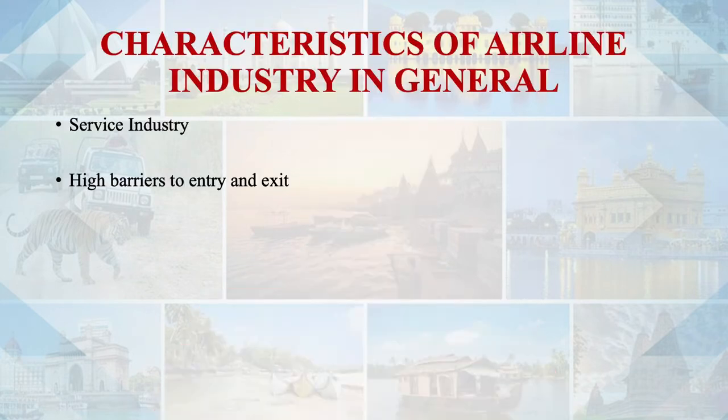Then the airline industry has a lot of high barriers. Barriers of entry are very high. Barriers of exit are also very high. A barrier of entry means if you want to start a new business, you have to pass through so many difficulties. There are a lot of hindrances to start a new business. At the same time, it is also difficult for an airline to exit the business. We know the case of Kingfisher Airline, Jet Airways and all. Still the exit is not complete because there are so many procedures to be completed. So many difficulties are there even for exiting the business.